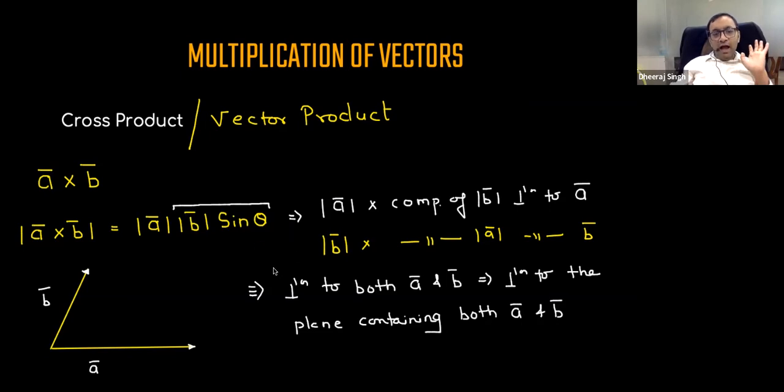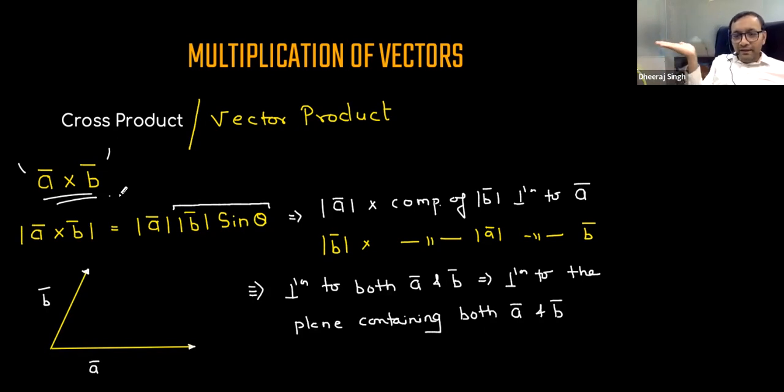All right. So I want to find the direction of A cross B, let us say. Everyone take out your right hand. Even though you're lefty, take your right hand. Align in the direction of the first vector. In the direction of A, it will be like this. Now fold towards the second vector.